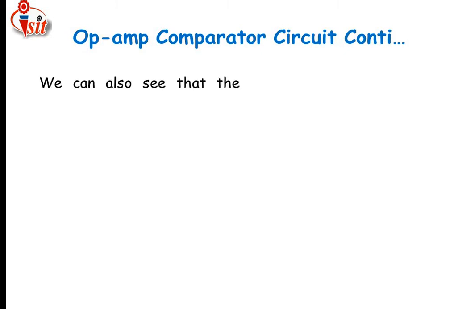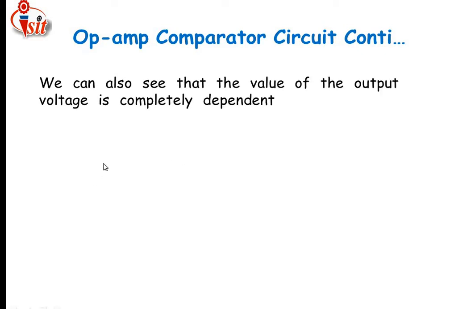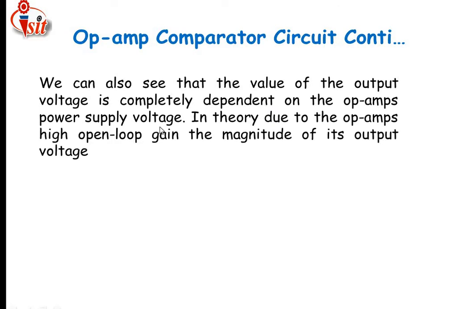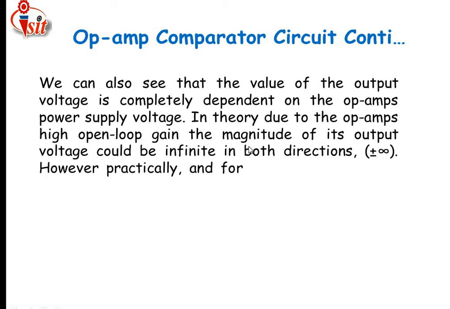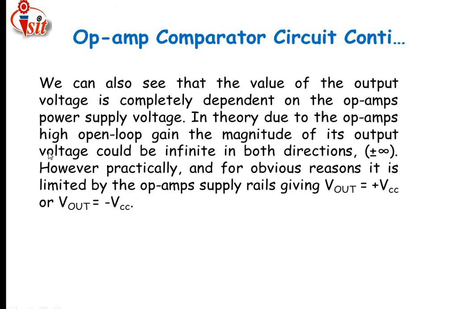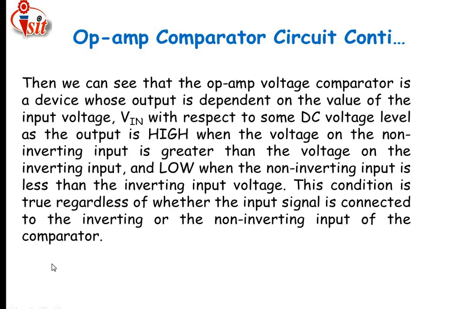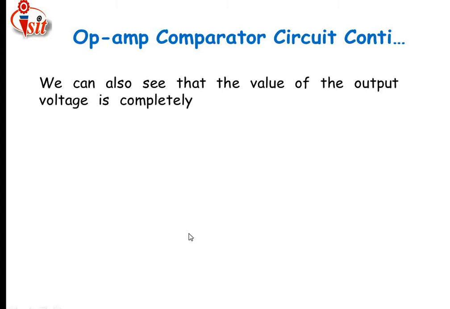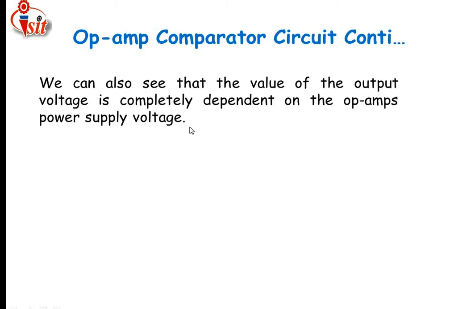Along with this, we can also see that the value of the output voltage is completely dependent upon the op-amp's power supply voltage. In theory, due to the op-amp's high open loop gain, the magnitude of its output voltage could be infinite in both directions, that is, the positive infinite direction as well as the negative infinite direction. However, we can also see that the value of the op-amp output voltage completely depends upon the op-amp power supply voltage.